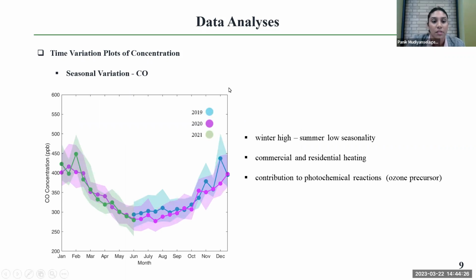Okay, so this is the seasonal variation of CO, which is very interesting because we're seeing a winter high and a summer low. This can be explained because in the winter, you have more heating, so this explains why there's going to be a high concentration in the winter. Whereas in the summer, carbon monoxide is an ozone precursor, so it's going to contribute to the formation of ozone. So we can assume that maybe carbon monoxide is being consumed in this portion of the graph. And we have all 3 years plotted in the same graph.